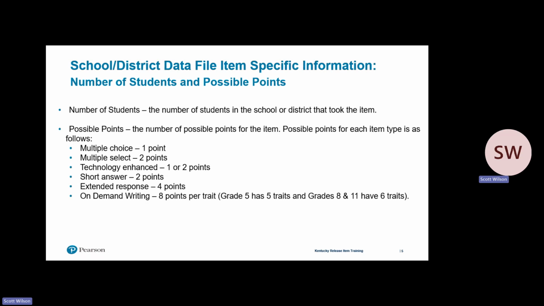You will also see the number of students and the possible points. The number of students will be the number of students in your school or district that took the item. And then the possible points are the number of possible points for each item. And the number of points that are available for each item is listed here.